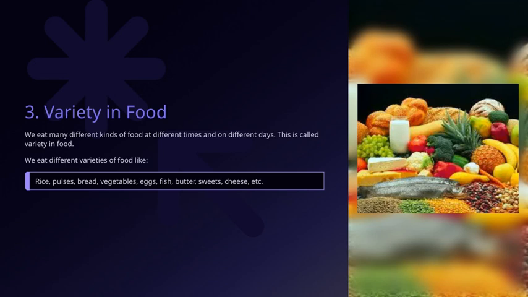We eat many different kinds of food at different times and on different days. This is what we call variety in food. Having a diverse range of foods helps us get all the essential nutrients our body needs. For example, we might eat rice or bread for energy, pulses and vegetables for vitamins and minerals, eggs and fish for protein, and even dairy products like butter, cheese, and sweets for different nutrients and energy. By including various foods in our diet, we can stay healthy and strong. Remember, eating a variety of foods is a key part of good nutrition and overall well-being.